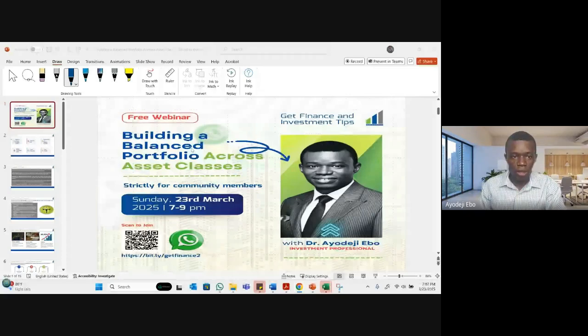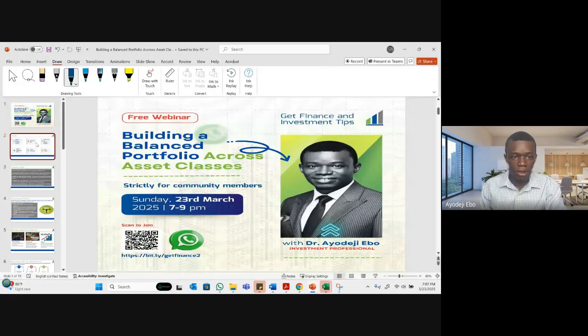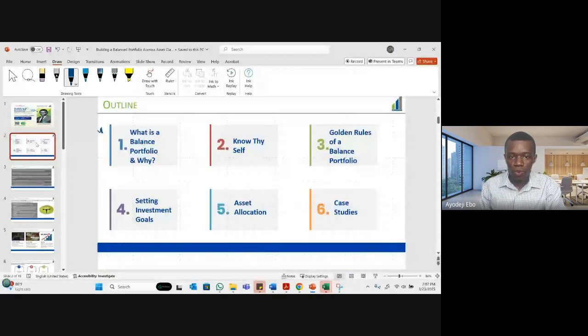So the outline is we're going to look at what a balanced portfolio is and why you need to have a balanced portfolio. There's also the part on know thyself, understanding yourself. We would also look at the golden rules of a balanced portfolio, how you set investment goals, and then asset allocation. Then we look at a few case studies to wrap up this class.